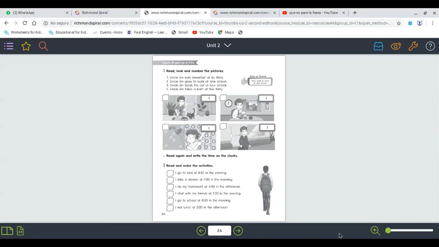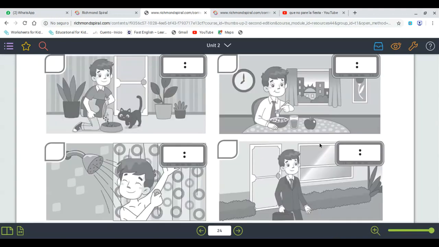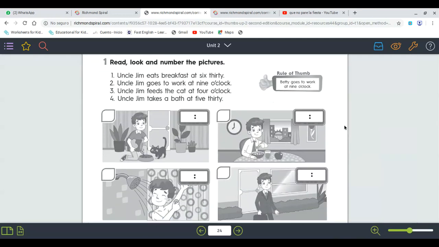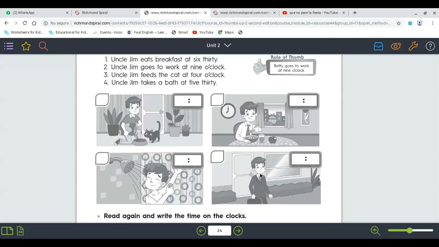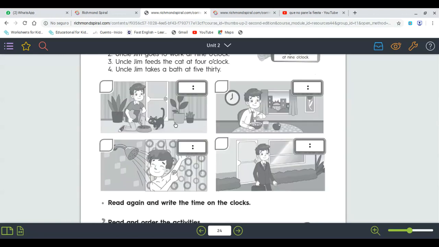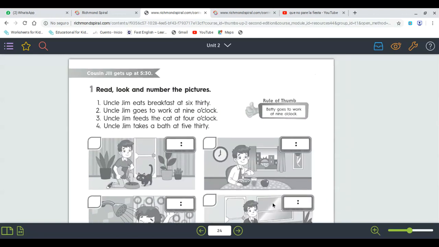And the next page, page 24. I will not do all the activities because I need you to practice too with your parents or do it alone. What we have? We have the story from Uncle Jim. It says Uncle Jim eats breakfast at 6:30. Let me see. Where is he taking his breakfast? On the first picture? No. On the second picture? Yes, he's eating. But let me see the others. No, no. In this case, Uncle Jim eats breakfast at 6:30. Is this one? What I'm gonna do? Number one. I will write here number one.